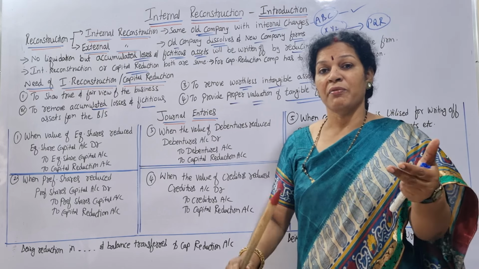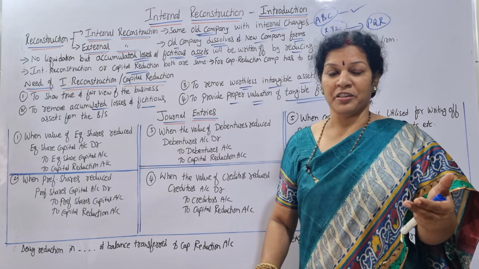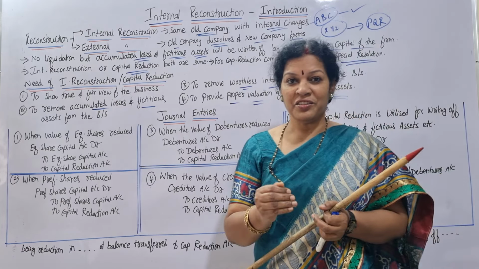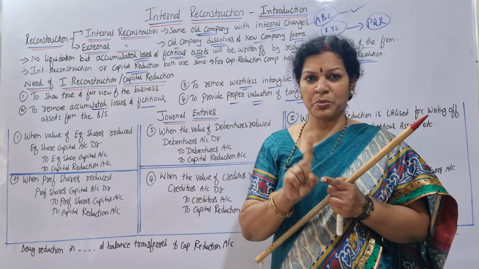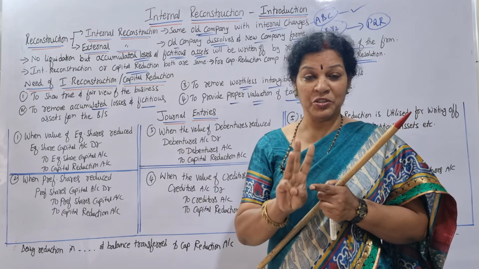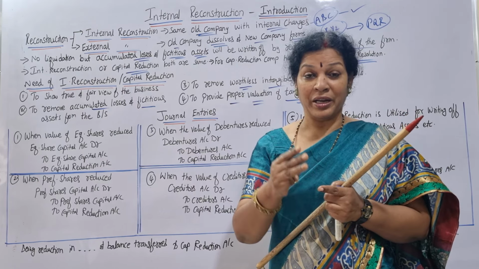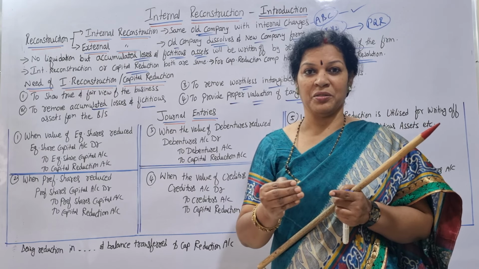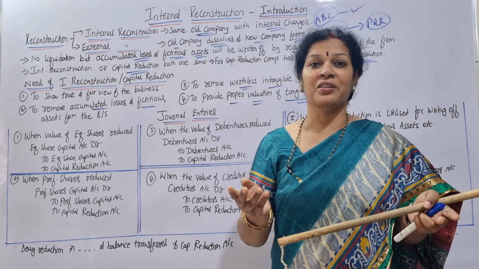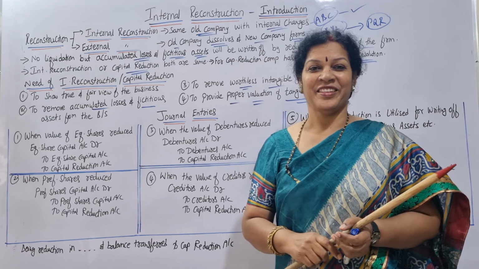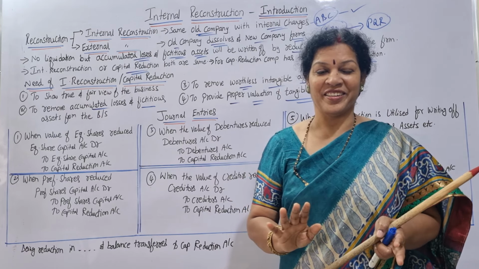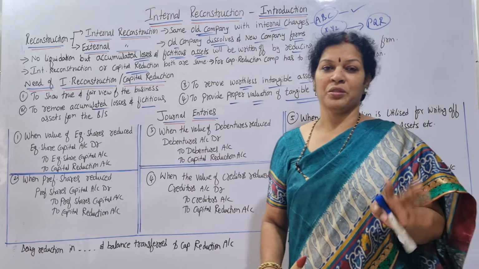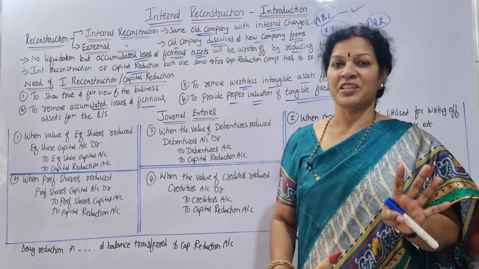Internal reconstruction means we wanted to reduce the liabilities. How do we reduce? What are the liabilities? Just recollect it. In the liability side, you will find shares, meaning preference shares and equity shares. Debentures also you will find, and creditors will be there. All these things we wanted to reduce. If you reduce it, automatically the balance sheet looks efficient, strong, no tension. So whenever we wanted to reduce the liabilities, we'll be passing one journal entry.